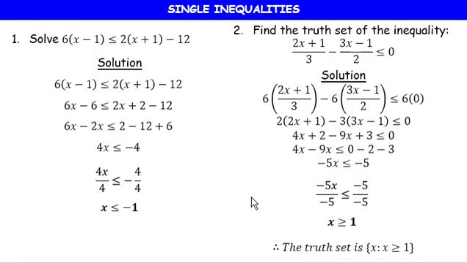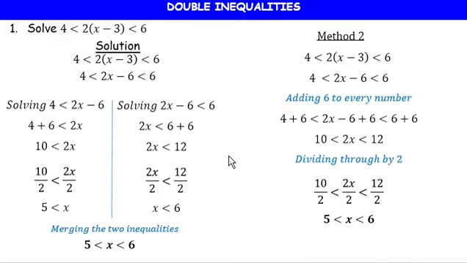So let's look at double inequalities. We have to solve 4 is less than 2 into bracket x minus 3 less than 6. Now in solving double inequalities, there are two methods that you can use. Let's look at the first method. What I did here was to expand this bracket. So when you expand it, you get 4 less than 2x minus 6 less than 6.